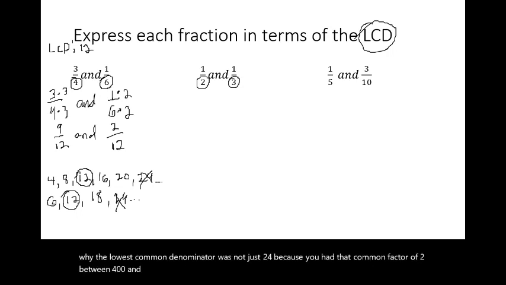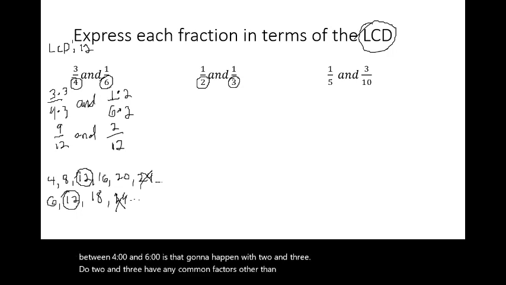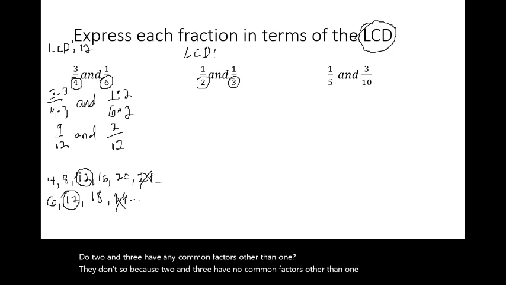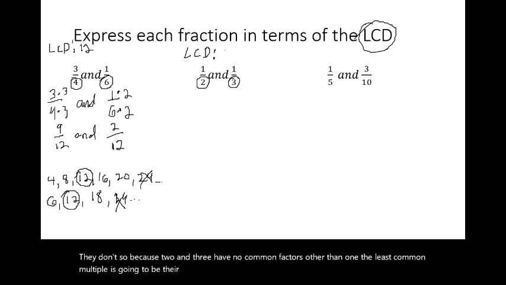Is that going to happen with 2 and 3? Do 2 and 3 have any common factors other than 1? They don't. So because 2 and 3 have no common factors other than 1, the least common multiple is going to be their product. So the lowest common denominator is going to be 6.